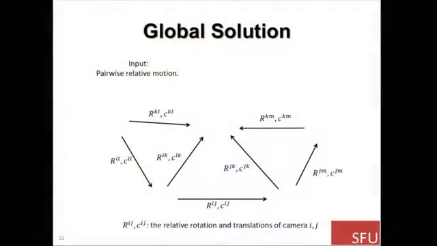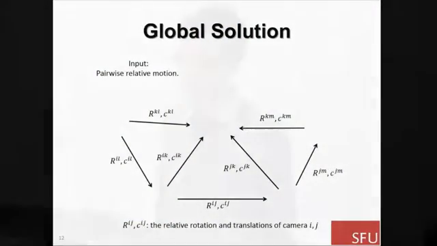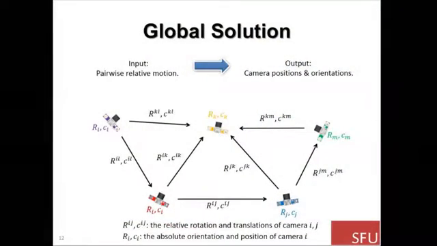So basically for the global method, the inputs are the pairwise relative rotation and translation between camera pairs. We use this rotation matrix Rij and a translation vector Cij to indicate the relative rotation and translation between two cameras. And what we want to recover are the absolute orientation and position of our cameras.